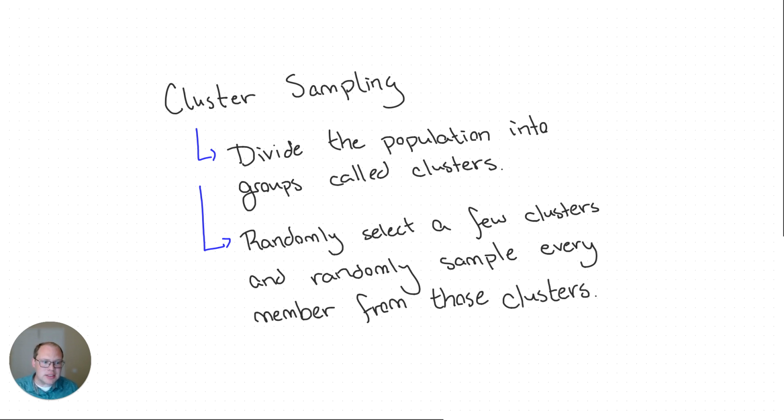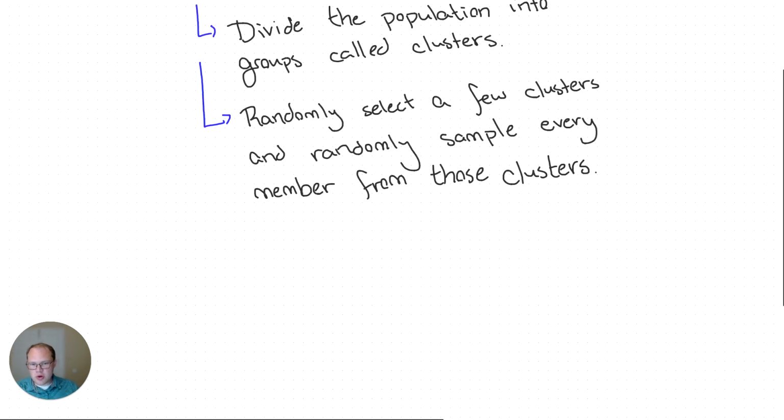Now, this is a little different than stratified sampling. In stratified sampling, we also had groups. We called them strata. But in stratified sampling, we sample a few members from every group. With cluster sampling, we sample every member from a few groups. Do you kind of see the difference? So let's draw a picture.